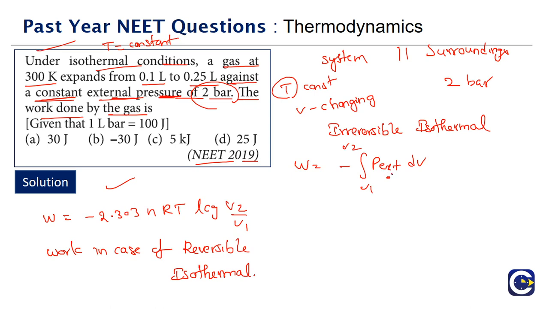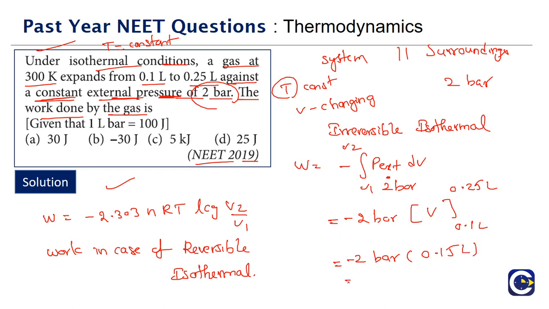So it is a constant external pressure, means the P external value is 2 bar, that will come out. So W is equal to minus 2 bar into integral dV, which will be V, initial limit is 0.1 liter, final limit is 0.25 liters. Means minus 2 bar into final limit value 0.25 minus 0.1, which will be 0.15 liters, that is minus 0.3 liter into bar.